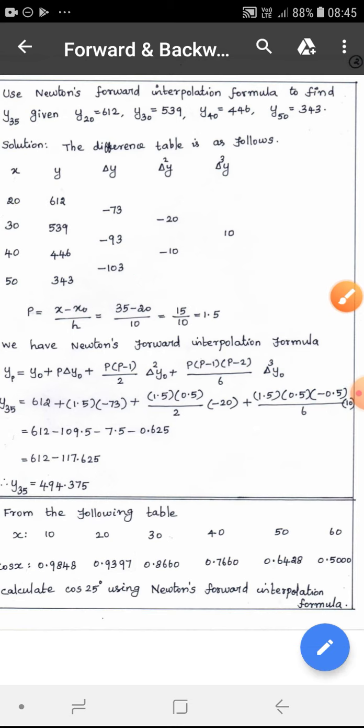Substituting all these values in that forward difference formula, then the rest is calculation, which gives the required y value at x equal to 35 as 494.375.